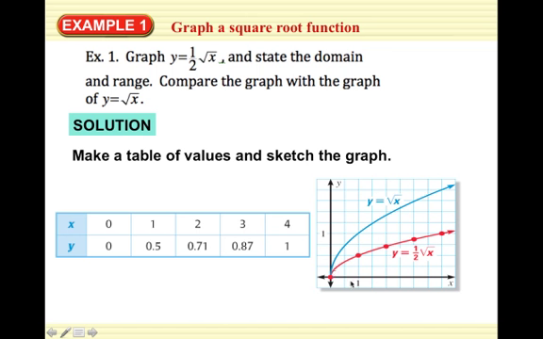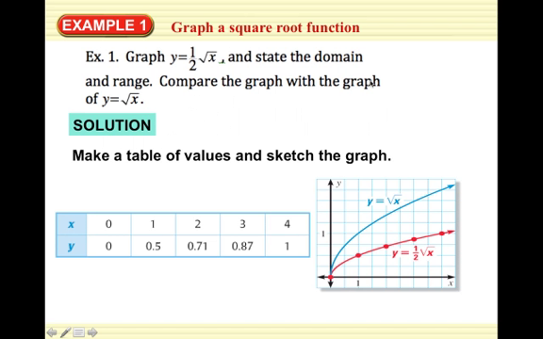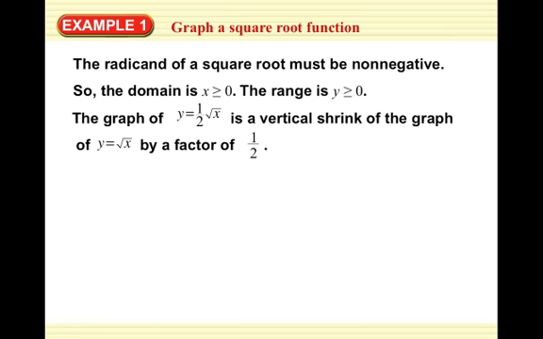Okay, they have the same domain, so x greater than or equal to 0, same range, y greater than or equal to 0. The only thing is that all our y values for y equals 1/2 square root of x are exactly 1/2 the y values of y equals square root of x. And so we call that a vertical shrink of the graph by a factor of 1/2. So if you have a coefficient out here in front of your square root of x, that's going to tell you the factor by which you either vertically shrink it if it has an absolute value between 0 and 1, or stretch it if it has an absolute value greater than 1.